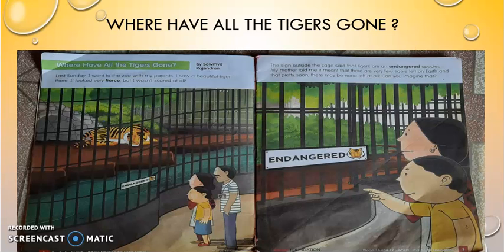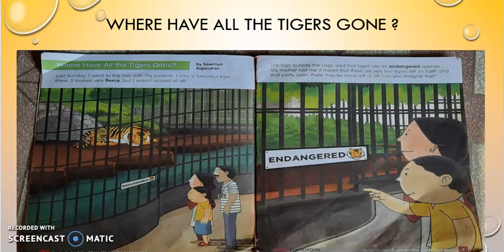Can you imagine that? So endangered means species which are becoming less and less. Extinct means species which are no longer there on the earth. Endangered means that these animals are becoming less and less every day, and there are very few of them left. So the otter's mom tells him that the tiger is an endangered species and there are very few tigers left on the earth today.